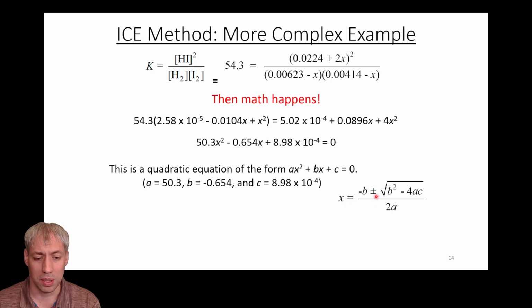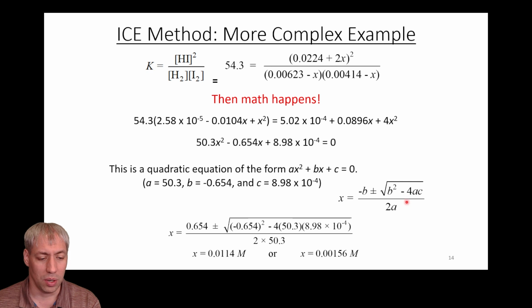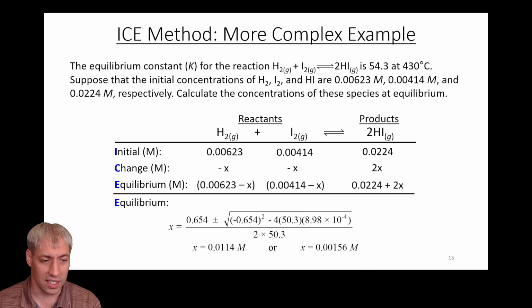And so when we have a quadratic, we can plug it into the quadratic equation, right? x is equal to minus b plus or minus the square root of b squared minus 4ac, over 2a. We know what our a, b, and c values are. We can plug them into this equation, and we end up with two answers. The reason we have two answers is because you have to execute this twice. Once when you add, and once when you subtract. And so by doing that, we get two different answers, 0.0114 and 0.00156.